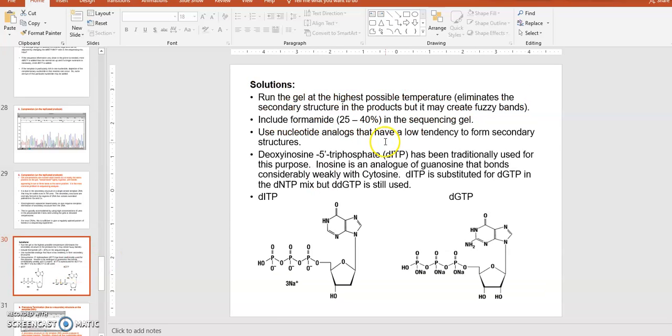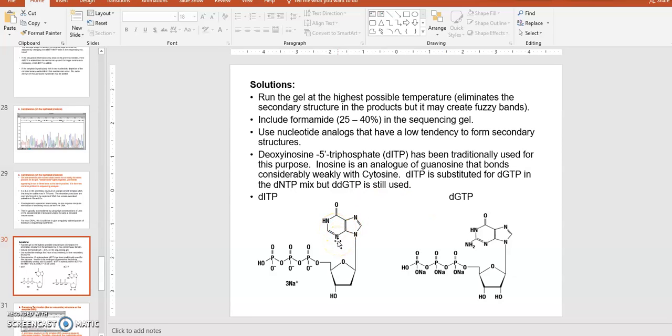Another solution would be to use something like this. This is a nucleotide analog, deoxy ITP. It has a very similar structure to GTP, right? If you compare their structures, they are very similar. The difference is there's no amino group there. So actually ITP can be added instead of GTP, and the replication can take place. This is a deoxyribonucleotide, so you can continue the replication. So G's can be replaced with I's in your sequencing reaction.